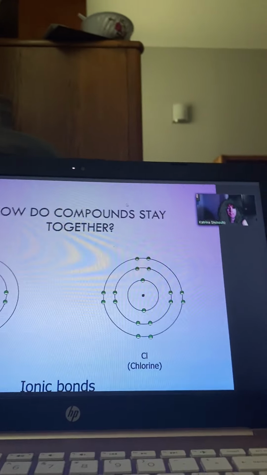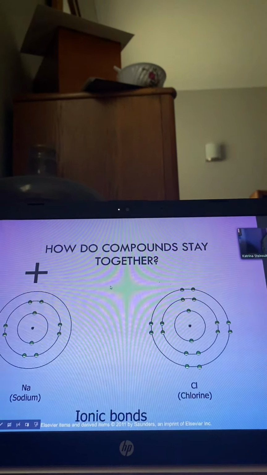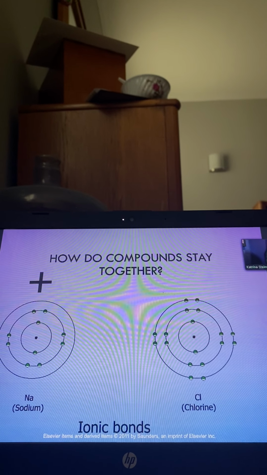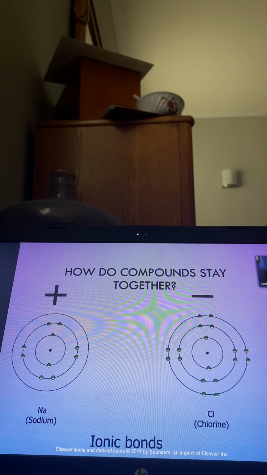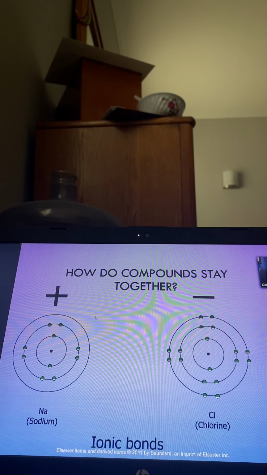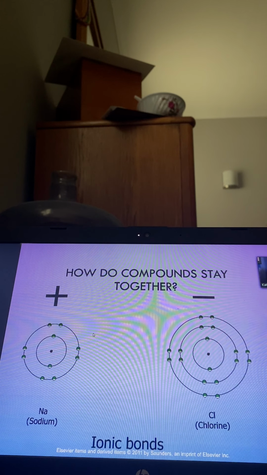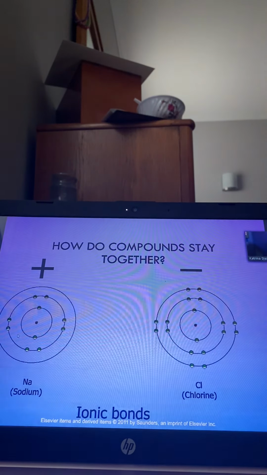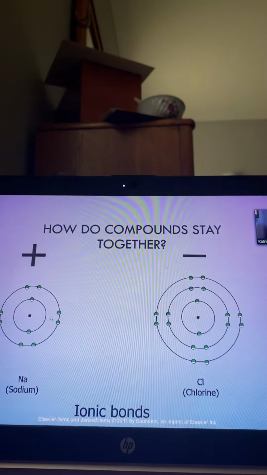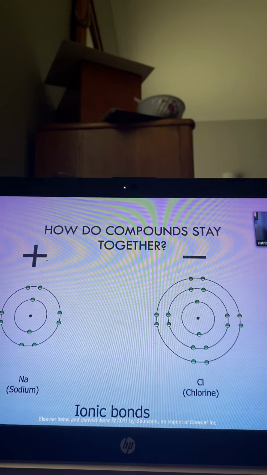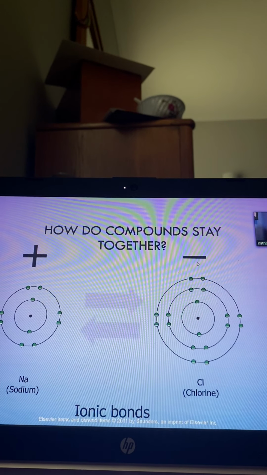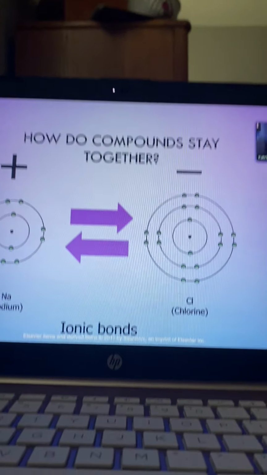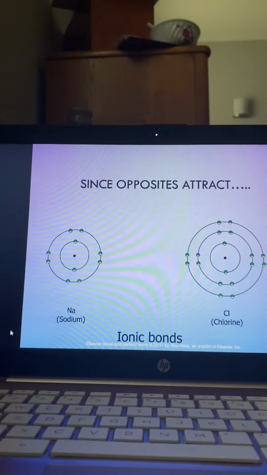Alrighty. So, like I said, we have a cation for sodium, and we have an anion for chlorine. So, in this case, we lose that outer shell. So here's where that one electron was. So we kind of lose that outer shell. And because we have opposites attract going on here, they want to come together.